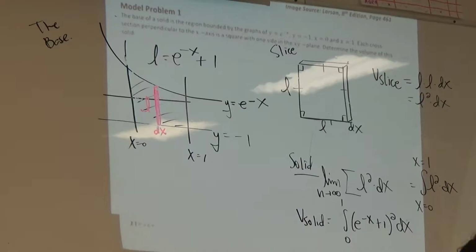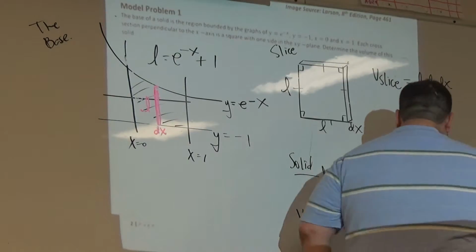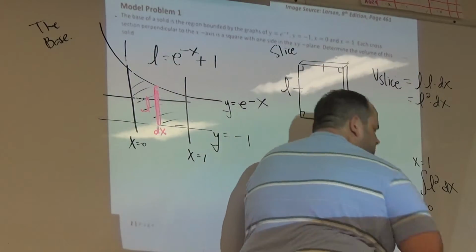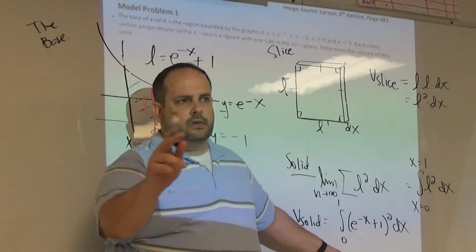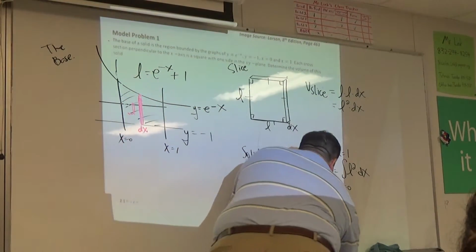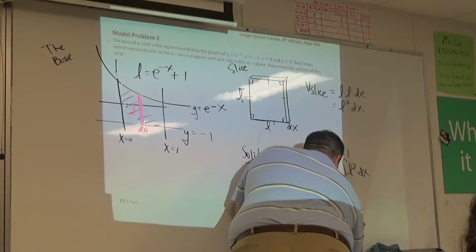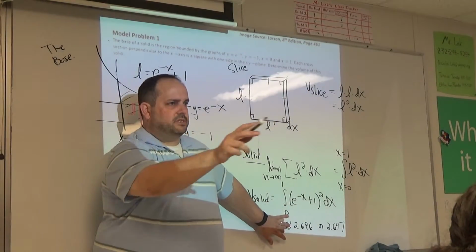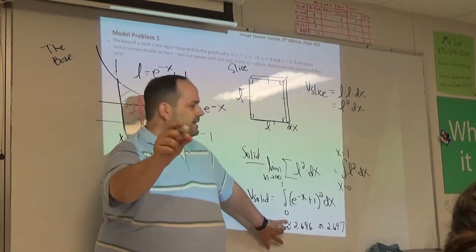You would never tell me 2.69. Bobby, ever, ever, ever. All right, I've seen from a lot of folks 2.696, or 2.697 maybe, depending on whether you are rounding or truncating. How many of you are coming up with 2.696 or 2.697? All right, we're in a good place.